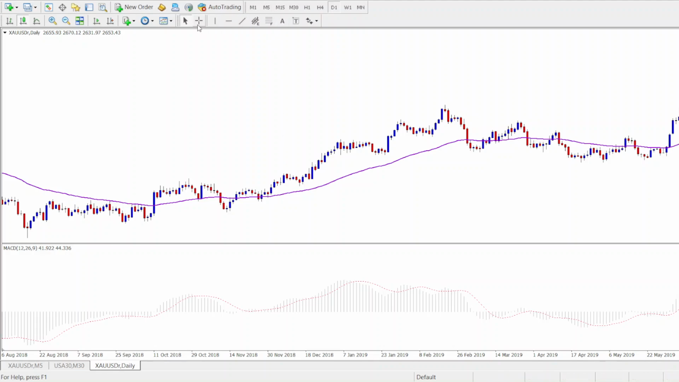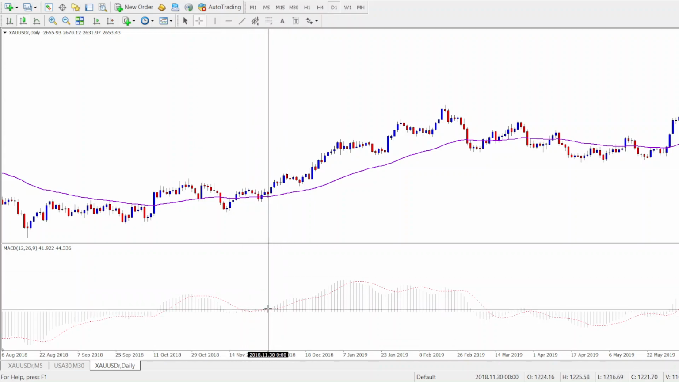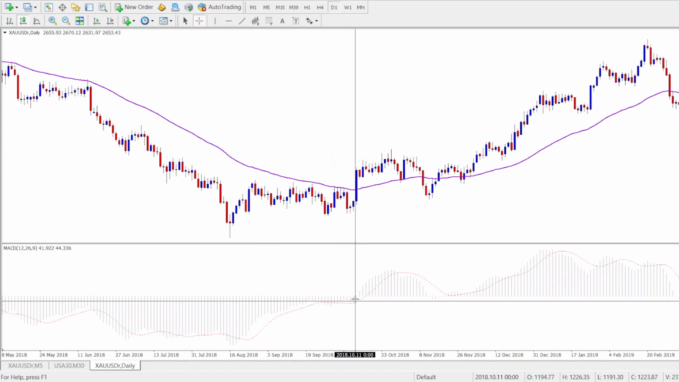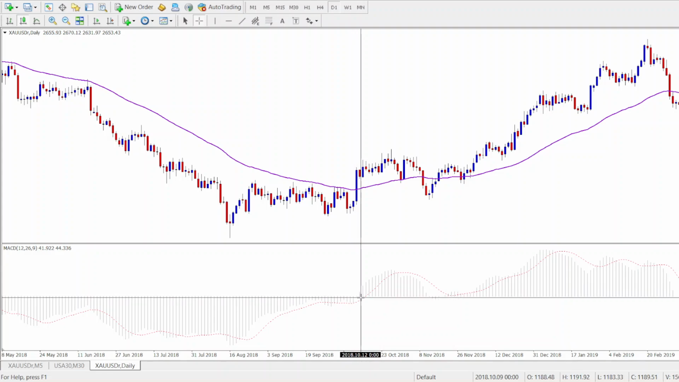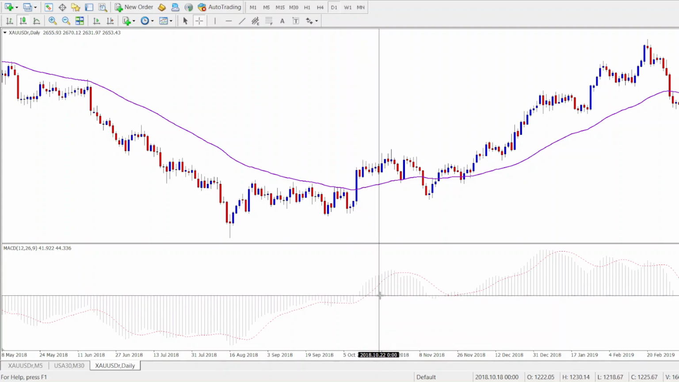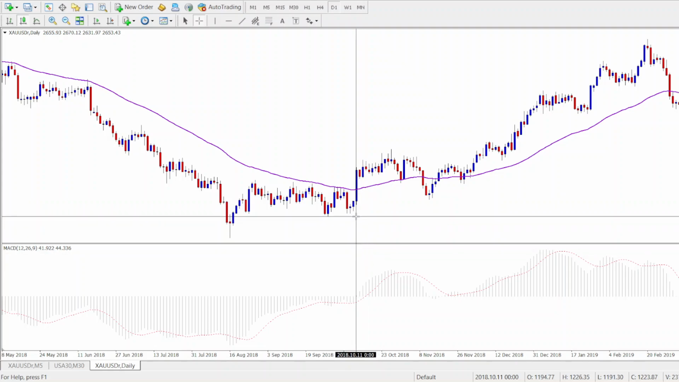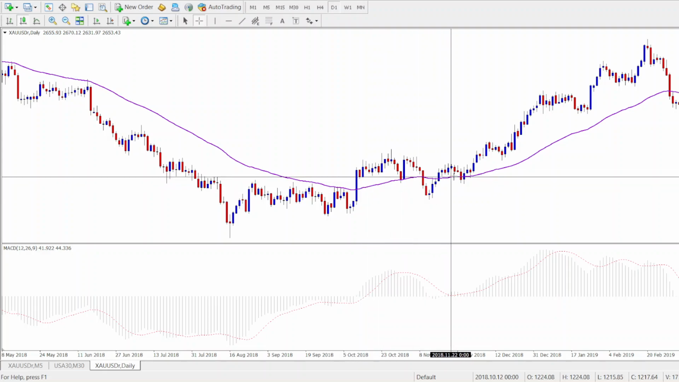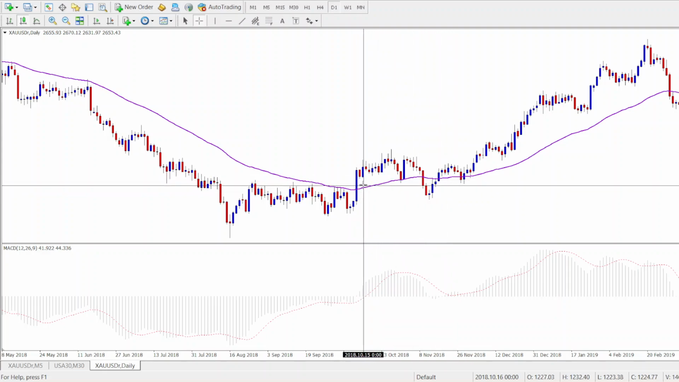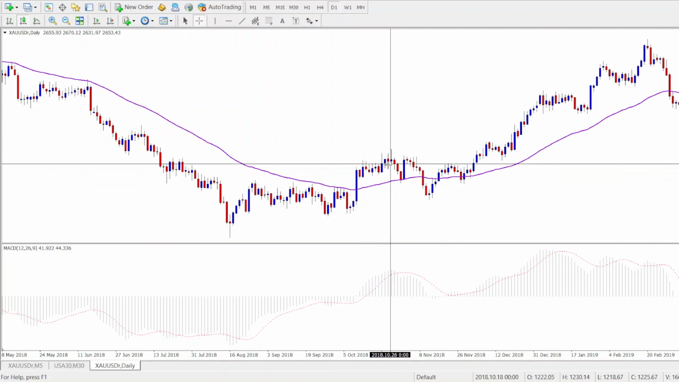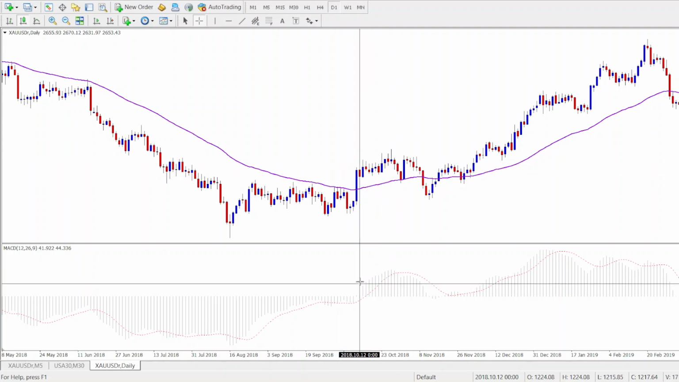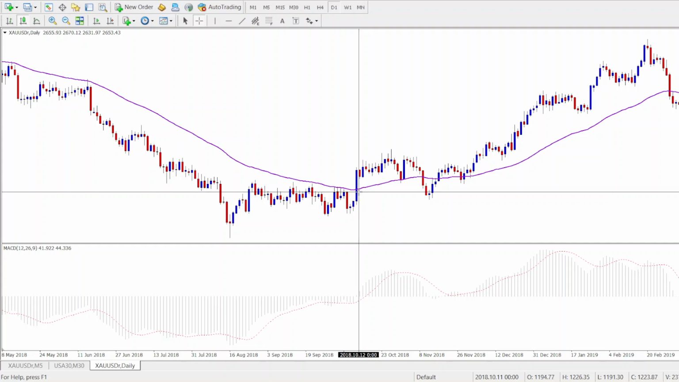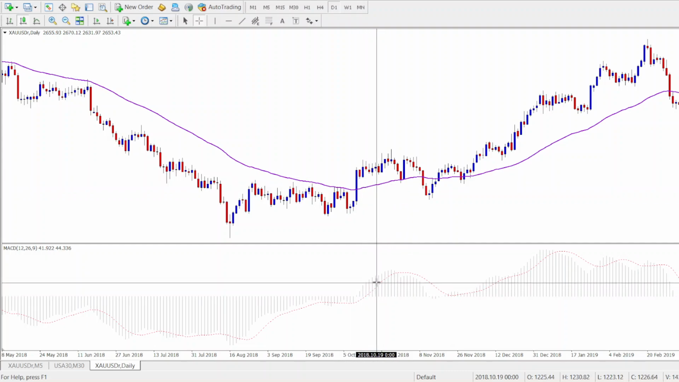Now we can see that when the MACD gave us a buy signal, let us use here, when the histogram bar formed above the zero level, at that same point, the price broke above the moving average. So this is an additional confirmation that this buy signal is valid. So we can use the moving average just to confirm the signals we get from the MACD, right?